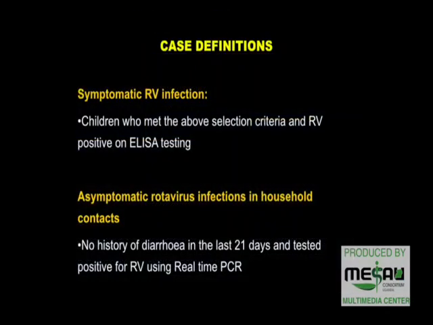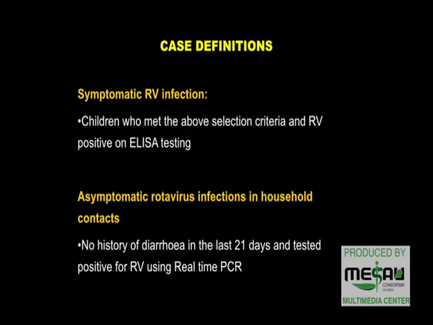The case definitions we used were: we looked at those children who met the criteria and were positive. These ones were taken as confirmed rotavirus. And then for the symptomatic household contacts, if the adult or child had diarrhea in the last 21 days and tested positive, then we took that one to have rotavirus infection.